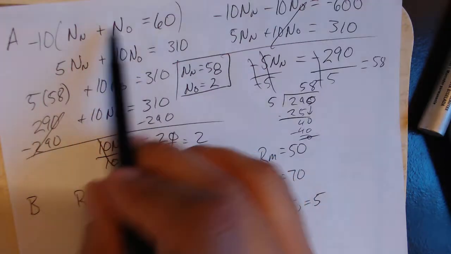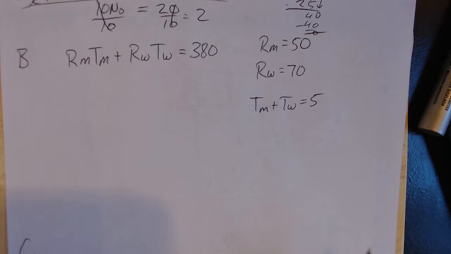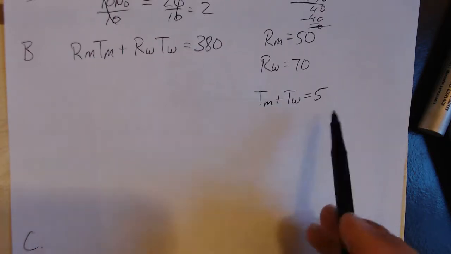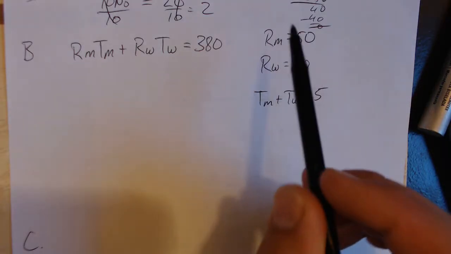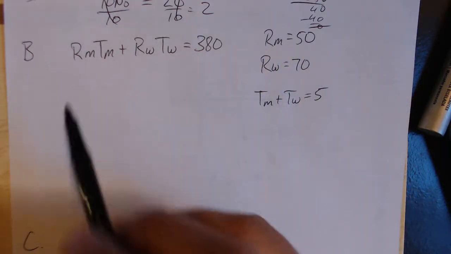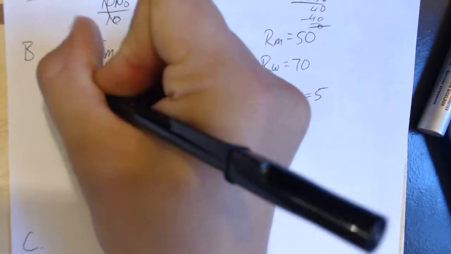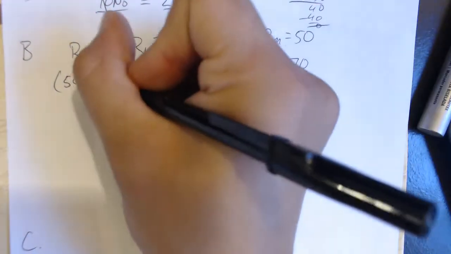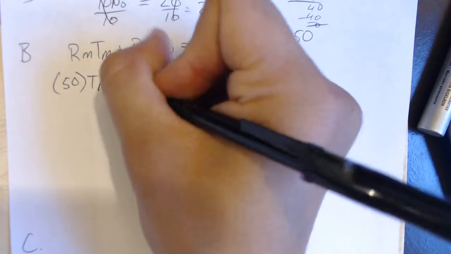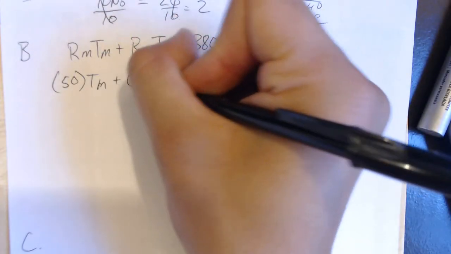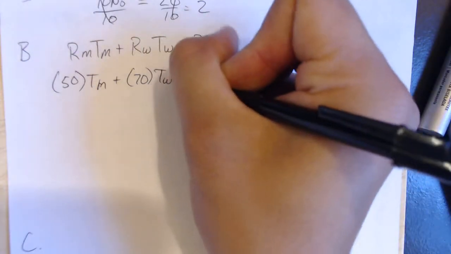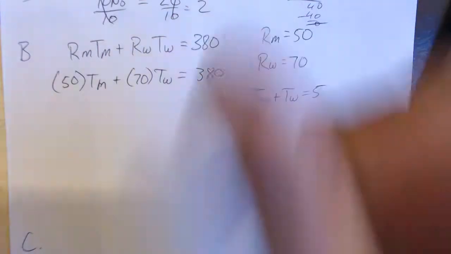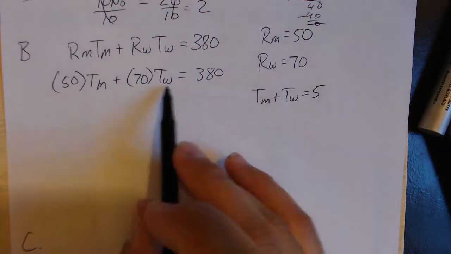So subscripted variables, you treat them just like a single term. Really easy. The next one. We have to use some difficult substitution on this one. So we're given this base equation, and then we're given these three truths afterwards. We start by substituting what we know into this base equation. So instead of writing Rm, I'm going to write 50 times Tm plus, instead of Rw, I'll write 70 times Tw equals 380.